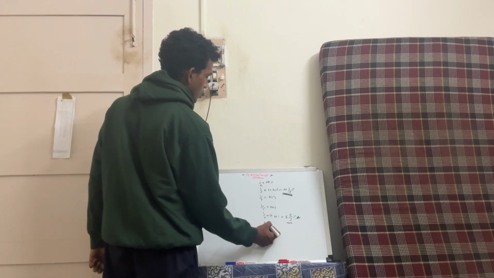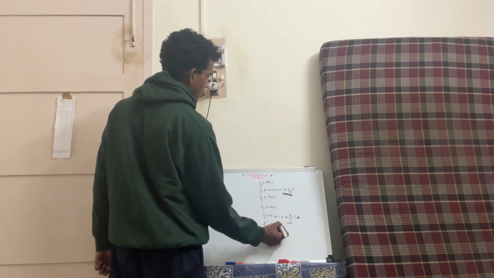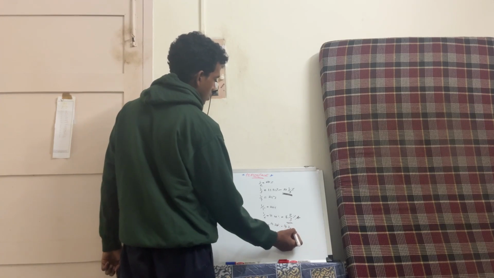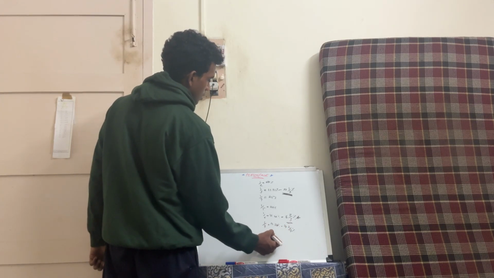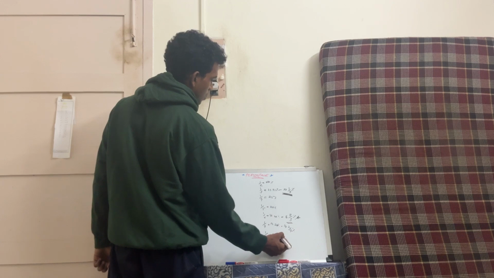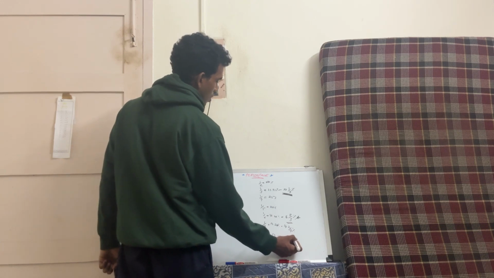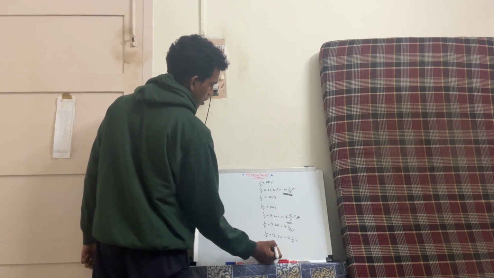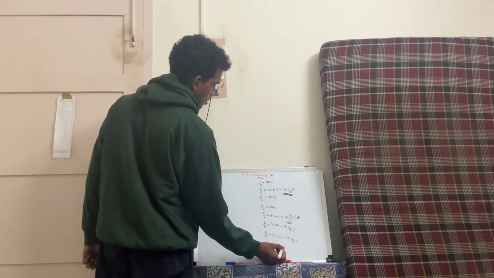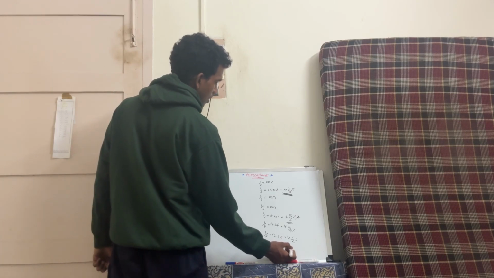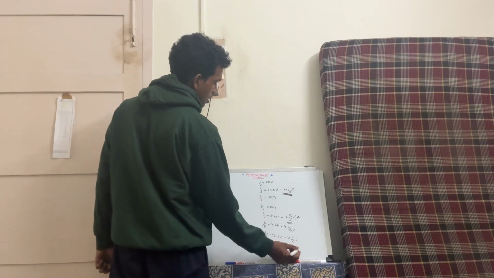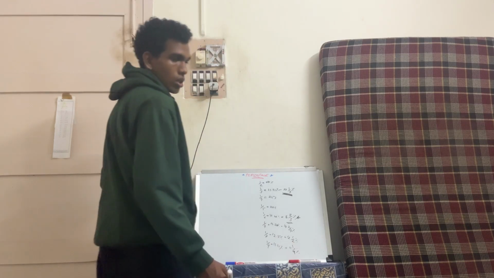1 by 7 is equal to 14.28%, or 14 2 by 7%. 1 by 8 is equal to 12.5%, or 12 1 by 2%. 1 by 9 is equal to 11.11%, or 11 1 by 9%. Okay.